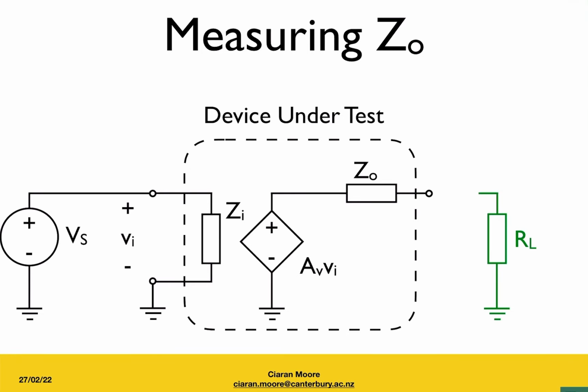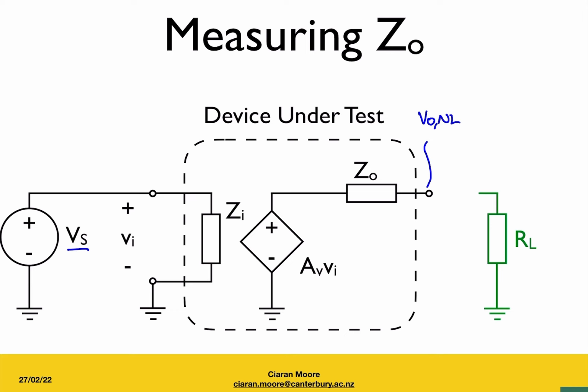To find the output impedance of an unknown device, connect the device to power, connect a test signal Vs to the input, and then we're going to measure the voltage at the output. We're going to call this the output voltage with no load connected.